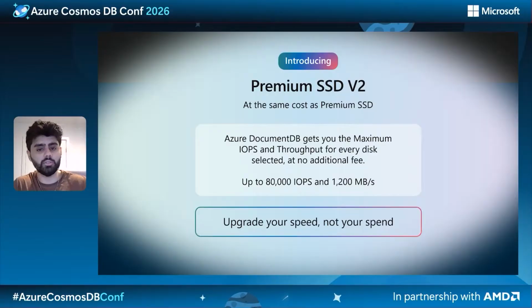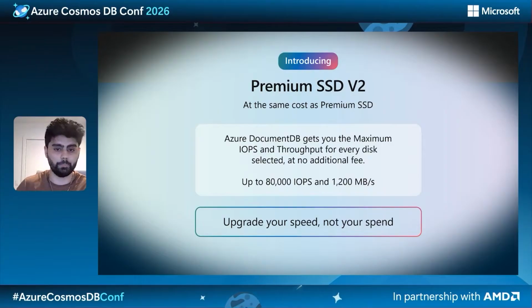And today we are introducing Premium SSD v2. With Premium SSD v2, it gives you the maximum IOPS and throughput for every disk selected at no additional fees. So you can do 80,000 IOPS and around 1,200 megabytes per second per disk selected. So you can upgrade your speed, but it's the same price that you pay today.